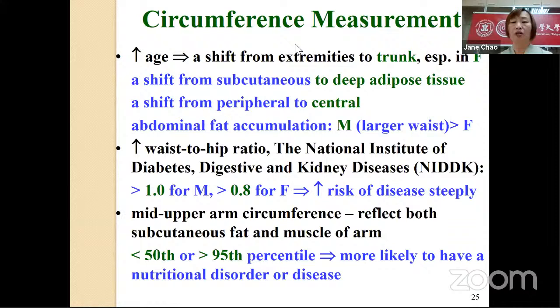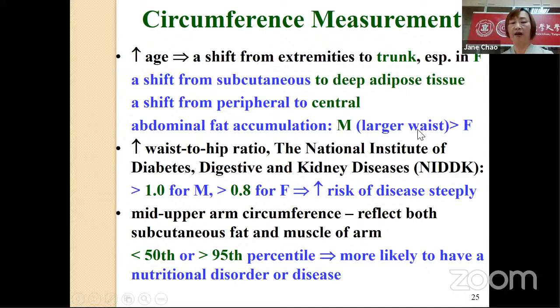So especially in females, it will also shift fat from subcutaneous fat to deep adipose tissue. So from the surface to the central part, and also shift fat from peripheral to central. Abdominal fat accumulation in men is greater than in women. So you can see usually a man has a higher or larger waist circumference than a female.